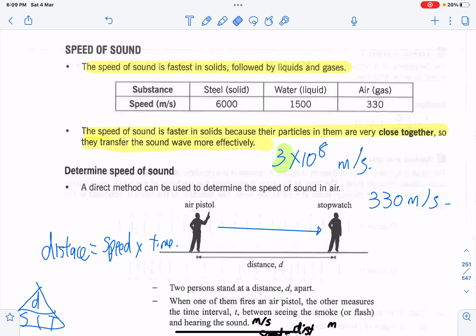Now the reason why I put the 3 times 10 to the power 8 meters per second, this one is actually the speed of sound for, sorry, it's not the speed of sound, it's the speed of light.